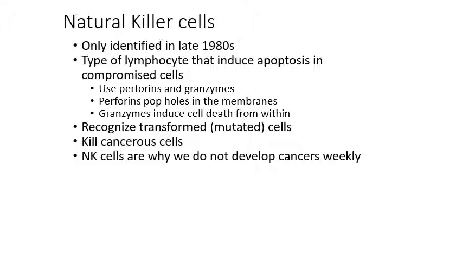A natural killer cell will go around and induce apoptosis by using some proteins called perforins and granzymes. The perforins pop holes in the membranes. Granzymes induce the death of a cell from inside. So this is going to find cells that have been infected by viruses, and it can also find cells that are cancerous. So when a cell turns cancerous, your natural killer cells are the ones that are going to be usually the first to arrive there and destroy that cancerous cell before it starts to spread.